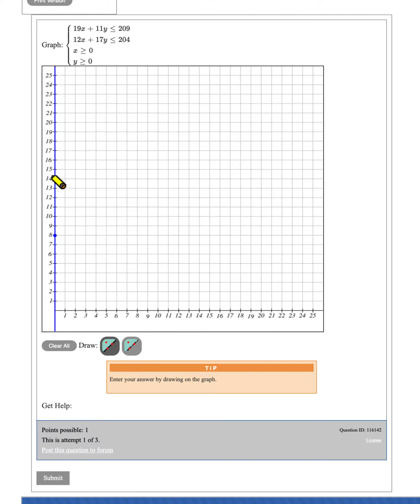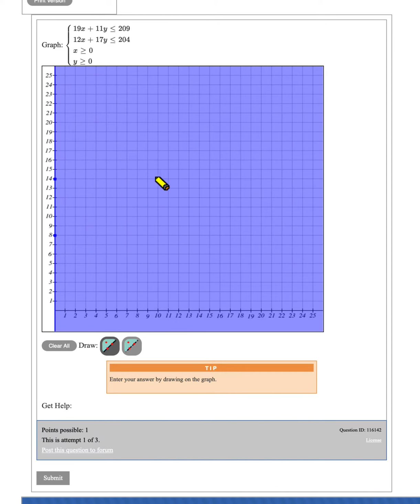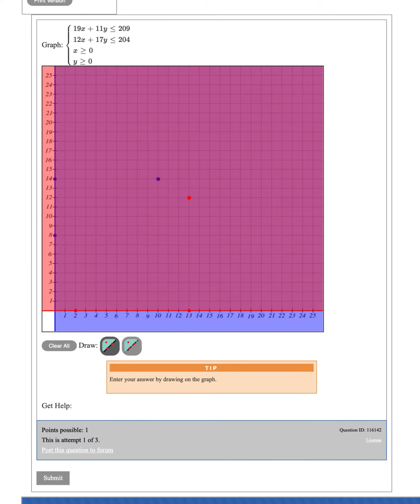Where the x's are greater than or equal to 0 is going to be to the right of the y-axis, because this is all of our positive x numbers down here. Where the y's are greater than or equal to 0 is going to be above the x-axis. So I'll graph the horizontal line, and notice on each of these I'm graphing 2 points for the line, and then I'm graphing a third point to fix the shading.